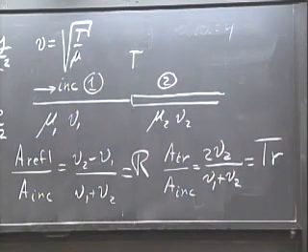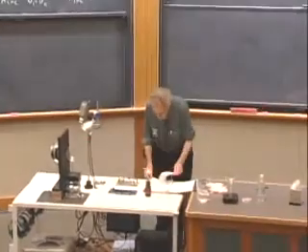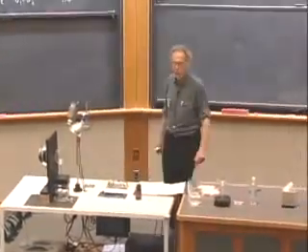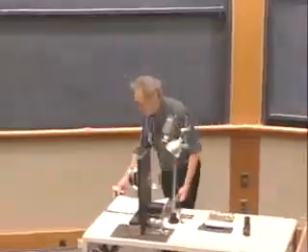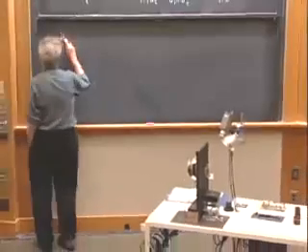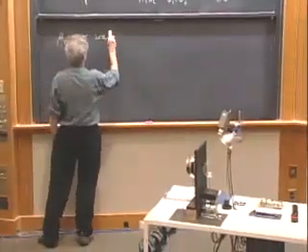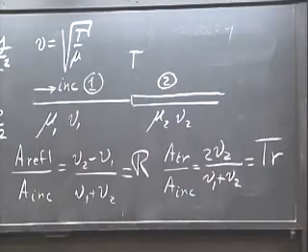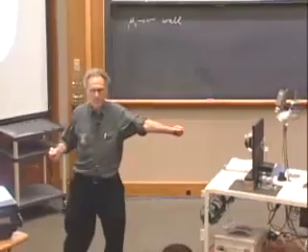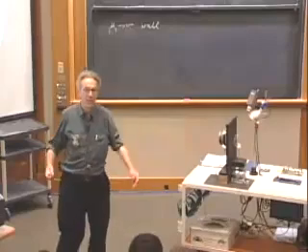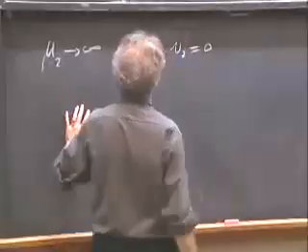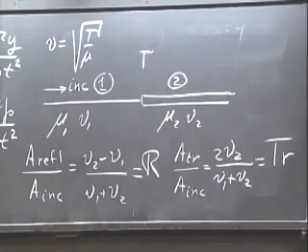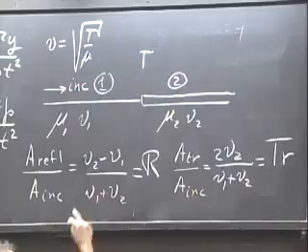And when we had done that, I put in some simple test cases where our intuition is very good. The first thing I did was I said, suppose mu2 is infinitely high. In other words, medium 2 is a wall. That means the string number 1 cannot move, it's fixed at the end. So that means V2 is 0. And we go to this equation and we find that R equals minus 1. V2 is 0, you get minus V1 over V1.